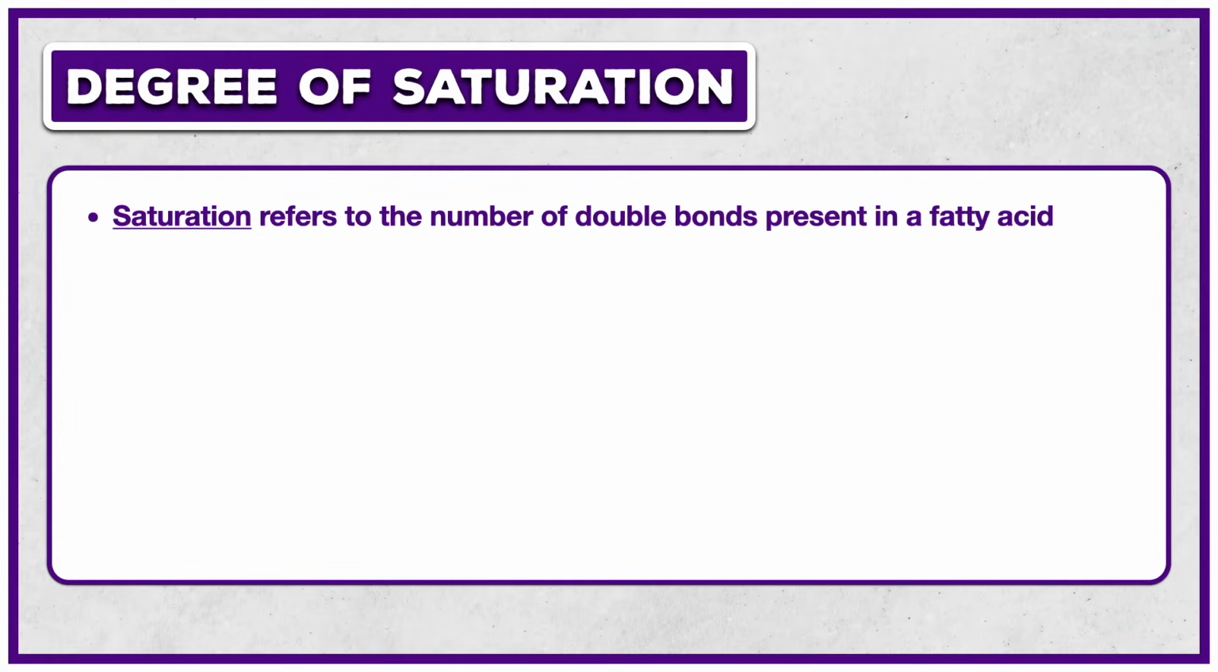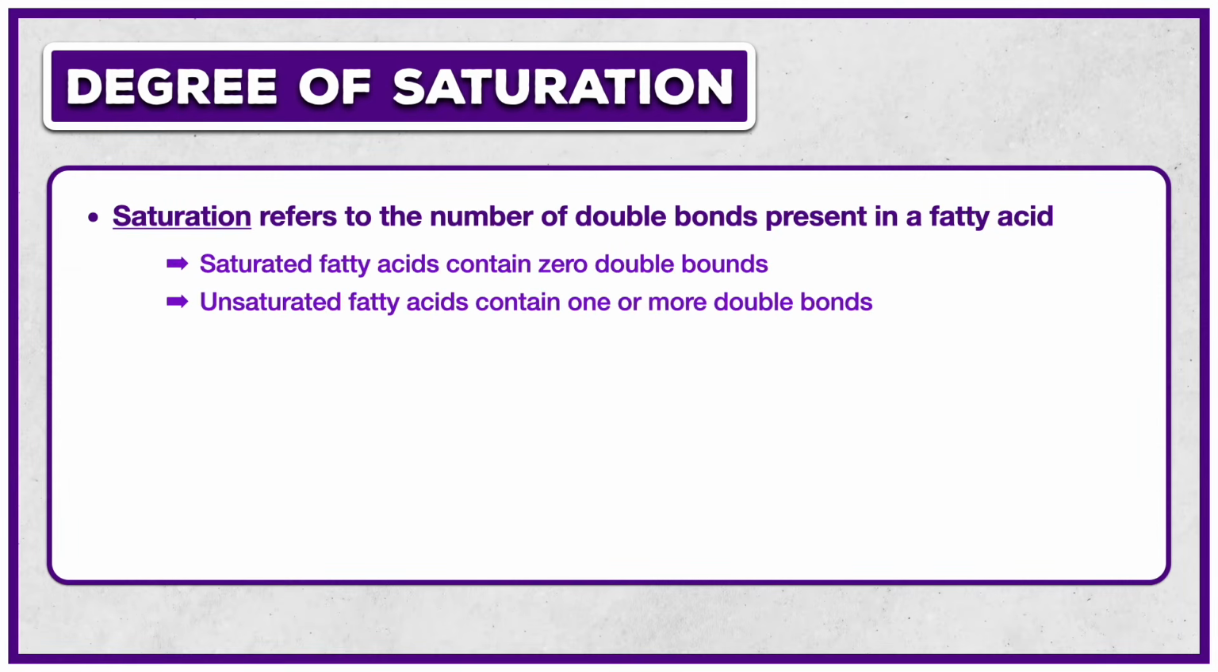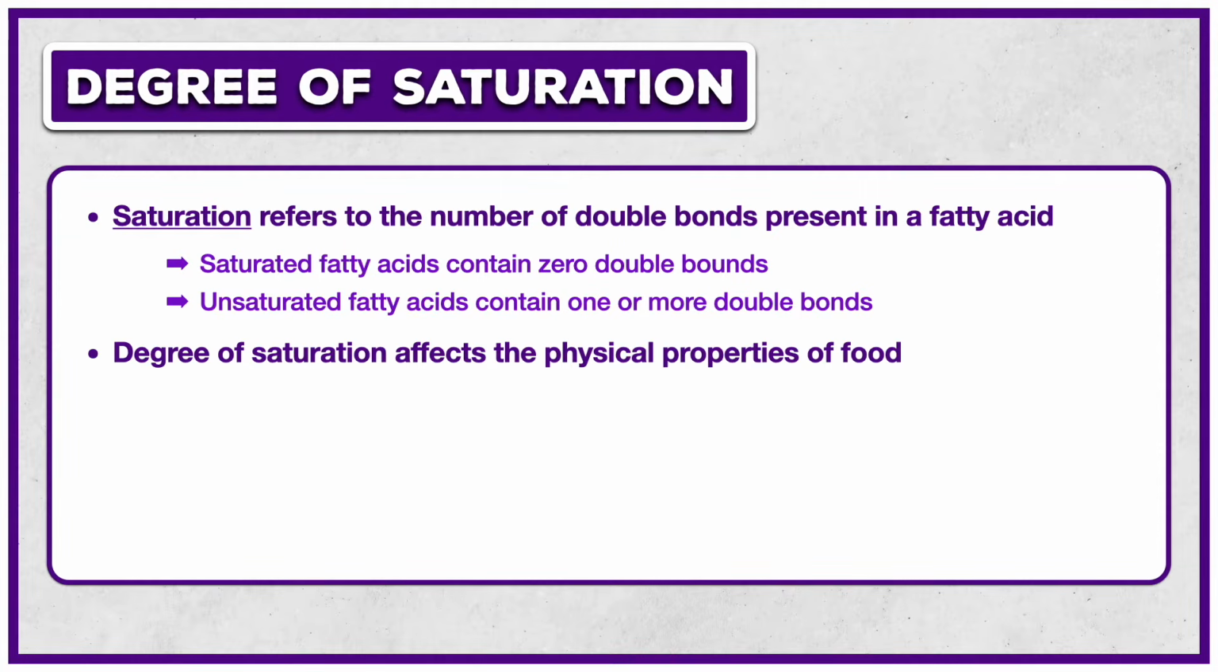Saturation refers to the number of double bonds present in a fatty acid. Saturated fatty acids contain 0 double bonds, whereas unsaturated fatty acids contain 1 or more double bonds. The degree of saturation affects the physical properties of food. Specifically, it affects the melting point.